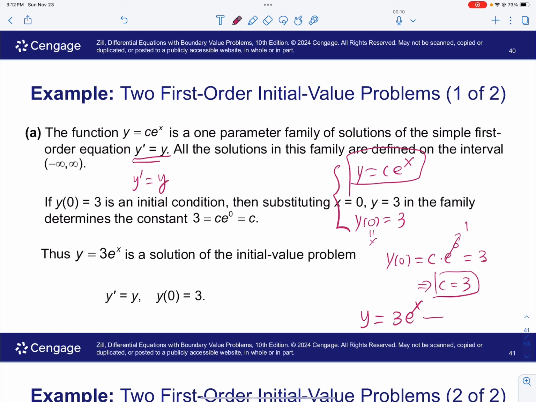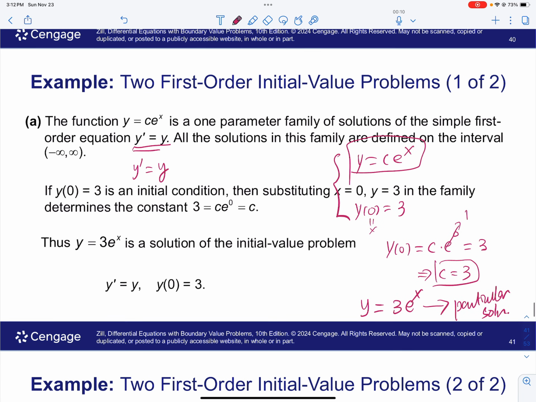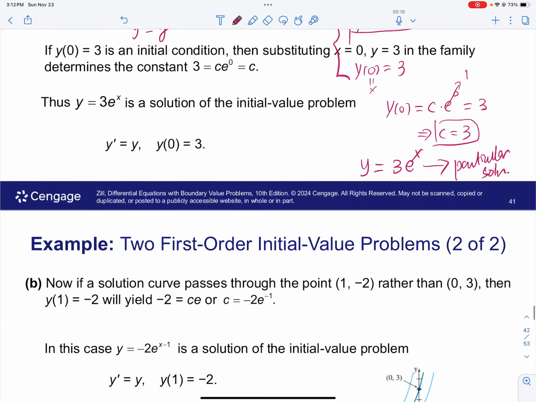What do we call this? Do you guys remember? Particular solution. Are you guys with me? So the initial conditions or initial values will give you a particular solution of a differential equation. Okay, that's very important because when your mom wanted to take somebody, she only wants one.